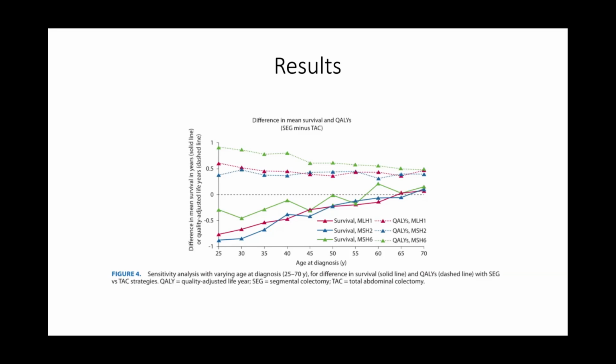Then if we look at quality adjusted life years, comparing segmental colectomy versus total colectomy, the dotted line above shows very similar figures again to what we've talked about. As the age of diagnosis increases, the difference in the quality adjusted life years comparing segmental and total colectomy decreases.